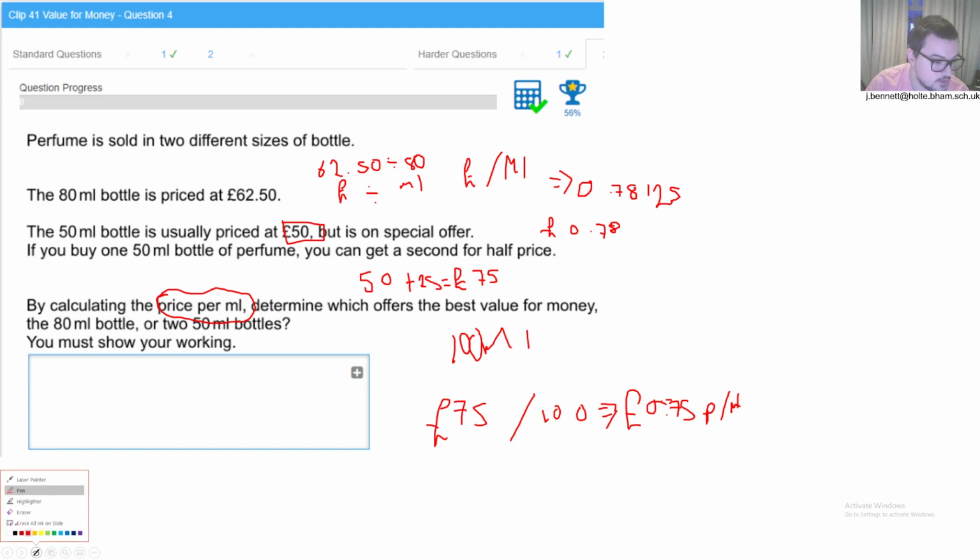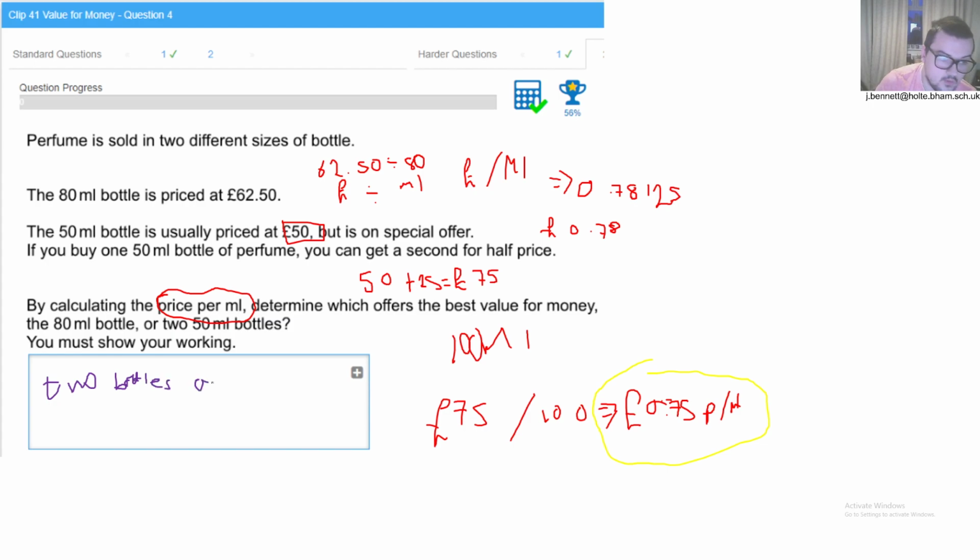Well, we're looking for the smaller number because we're looking for the cheaper one. This is cheaper, therefore we're going to say that the 2 bottles of 50ml are cheaper. It's not very clear to read, but you know what I'm saying. We've worked out that the 2 bottles of 50 millilitre perfumes are cheaper than one 80ml bottle. It's £2.50. Right, let's go to the next question.